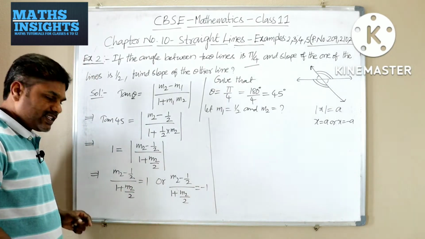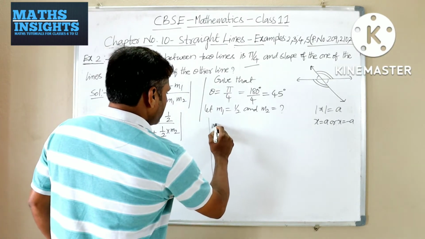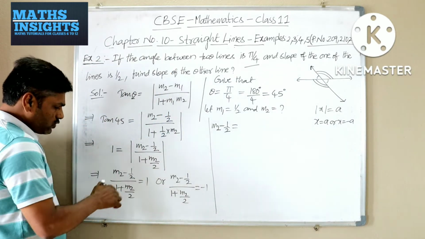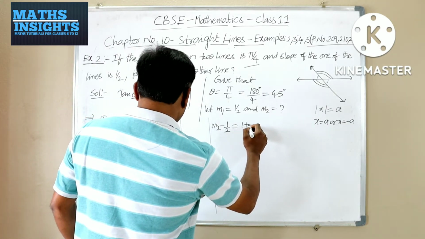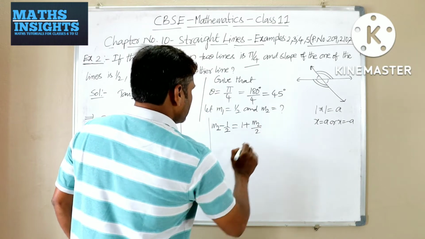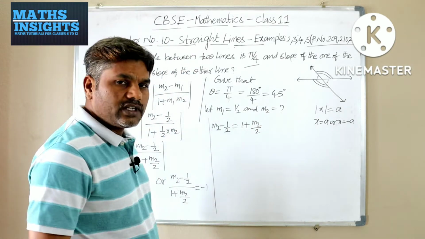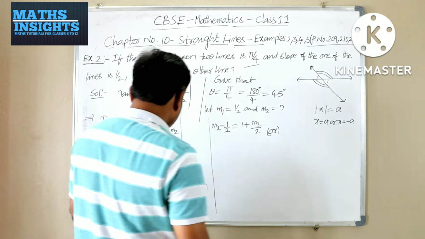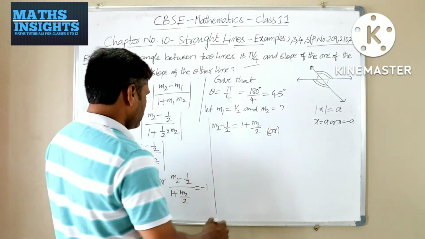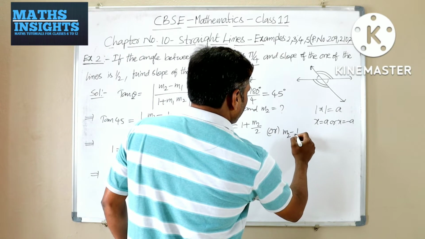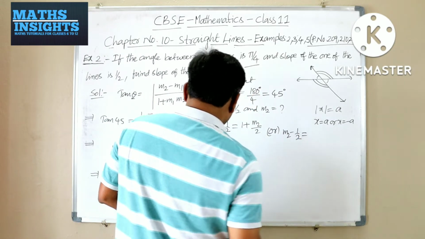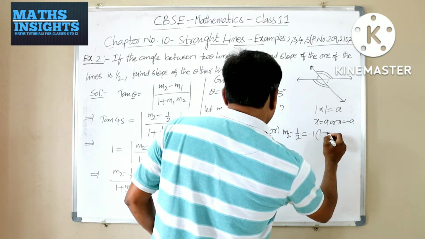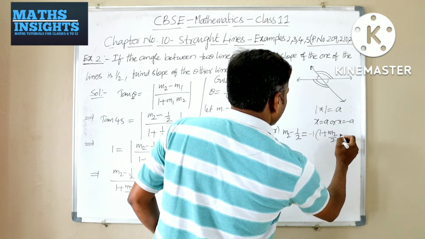If you do the cross multiplication here, m2 minus 1 by 2 is equal to 1 into (1 plus m2 by 2). Since you are multiplying with 1, it will not make any difference. Or, this is important: m2 minus 1 by 2 is equal to minus 1 into (1 plus m2 by 2).